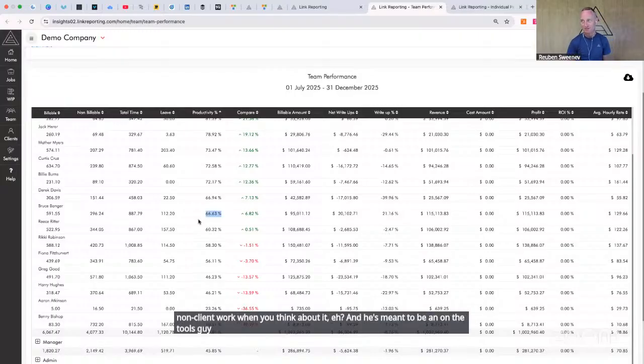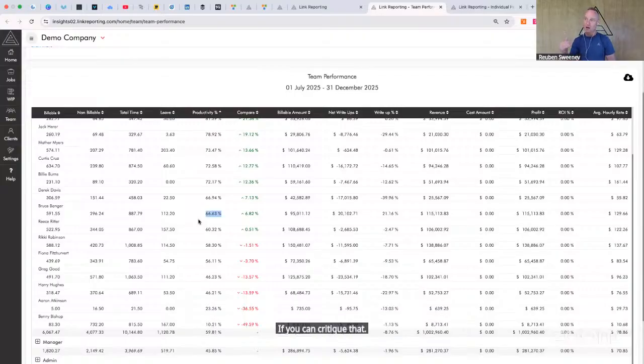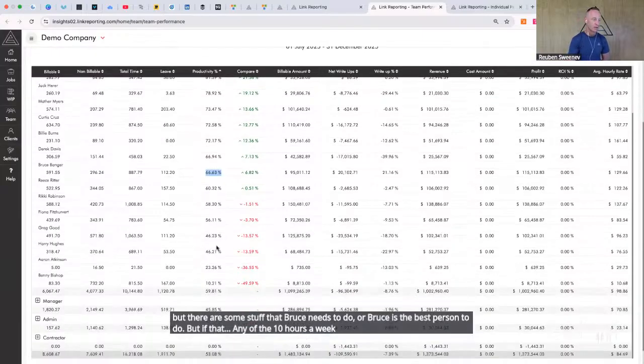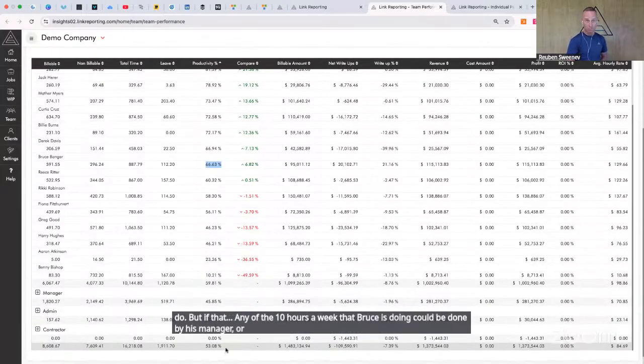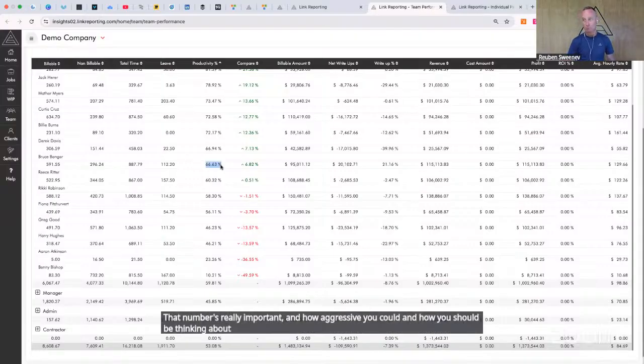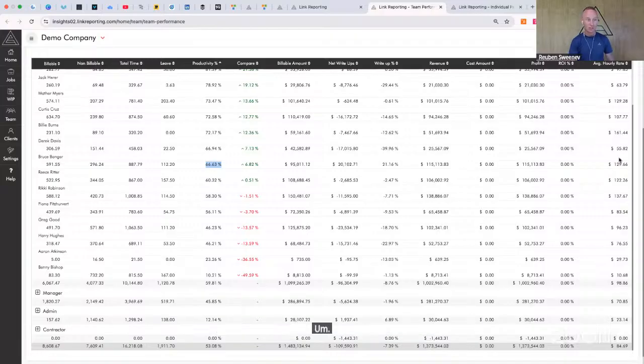So the easiest money you will make is by keeping your billable people billable. Let your fishermen fish. Basically, every little scrap of that 2 hours or 10 hours in a week for Bruce, if you can critique that, through the timesheet and say, was there anyone else who could have done that? And sometimes the answer is no. But there is some stuff that Bruce needs to do, or Bruce is the best person to do. But if any of this 10 hours a week that Bruce is doing could be done by his manager or an administrator or a partner or a contractor, any of those are better options than Bruce. So that's where that number is really important, and how aggressive you could and how you should be thinking about that. Bruce has a very high opportunity cost if we look through to his average hourly rate down here. So we want to try to keep our fishermen fishing.